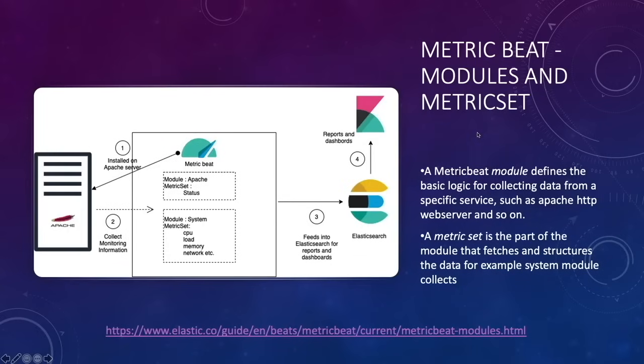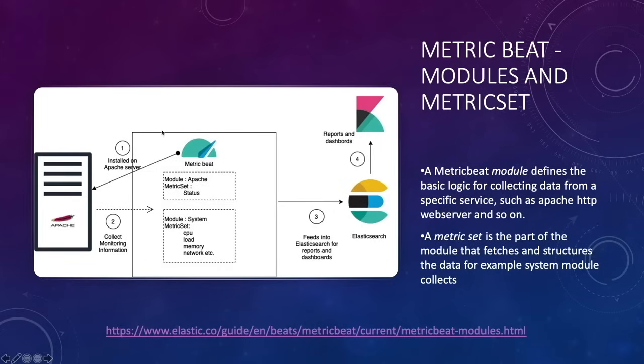Therefore, in theory, a Metricbeat module defines the basic logic for collecting data from a specific service such as Apache HTTP web server. The module specifies details about the service, including how to connect to that service, how often to collect metrics, and which metrics to collect. Each module has one or more metric sets. A metric set is the part of the module that fetches and structures the data.